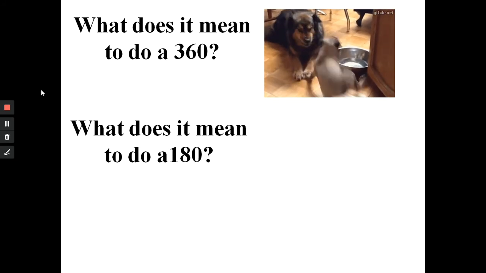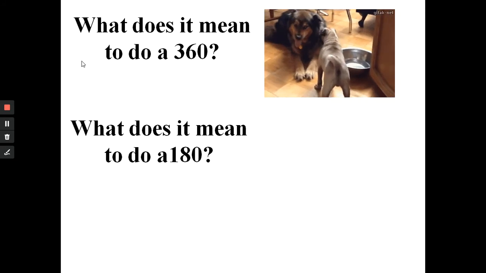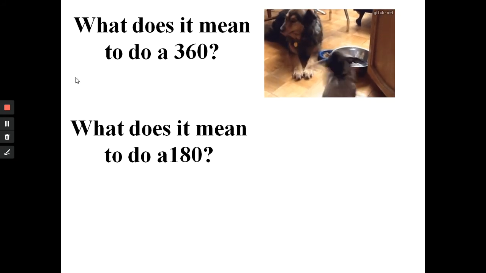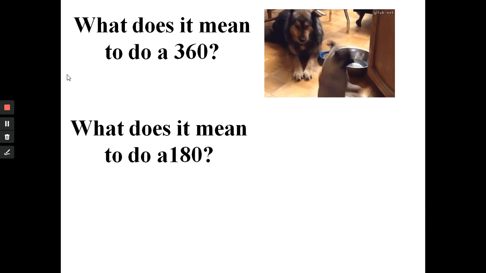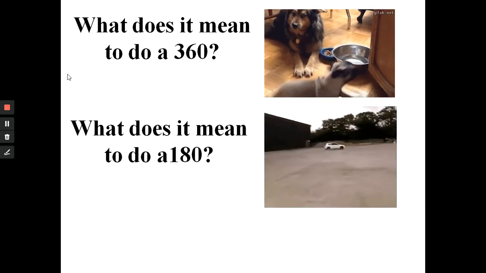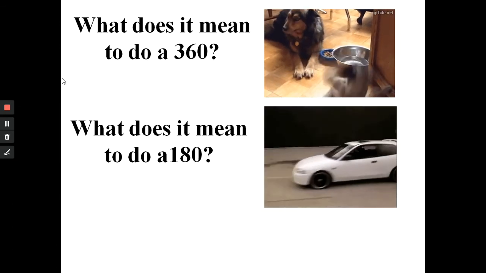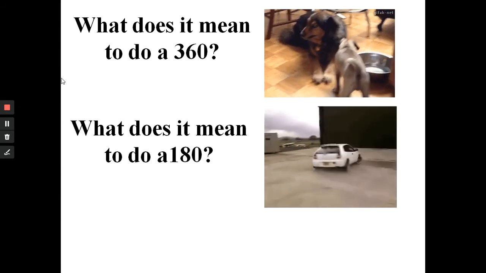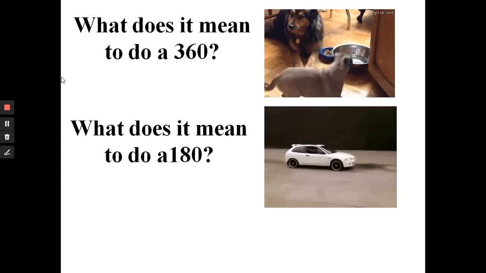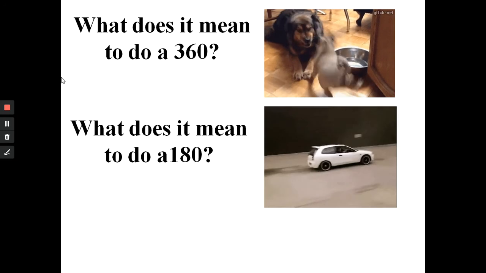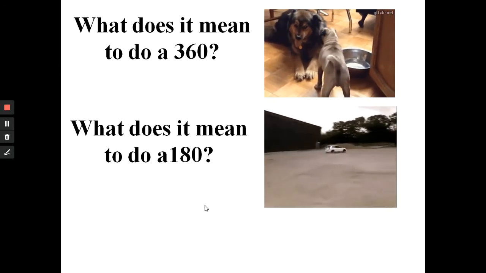And what does it look like when somebody does a 180? For those of you who are into BMX bikes or skateboarding or anything, a 180 would be you are facing one direction, just like this car right here, and then you do a little rotation and you're facing the exact opposite way of what you started, right? So that's what a 360 looks like. This would be what a 180 looks like.